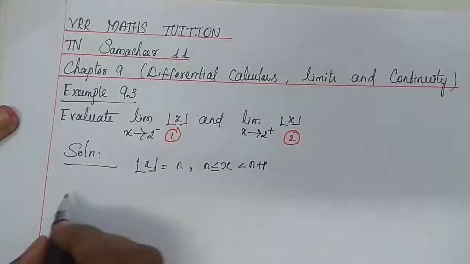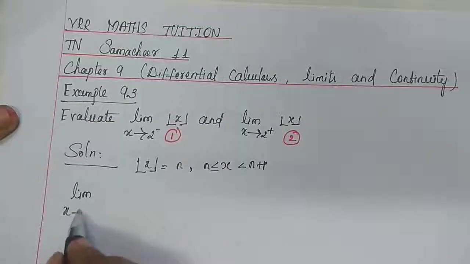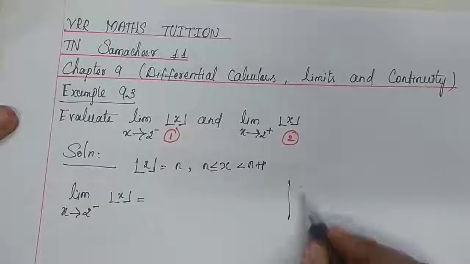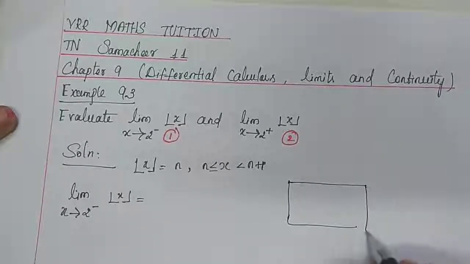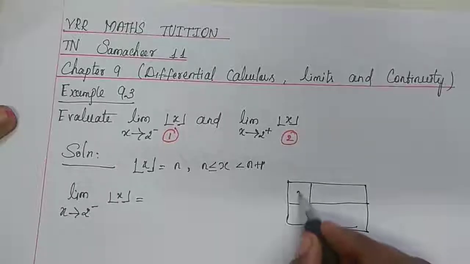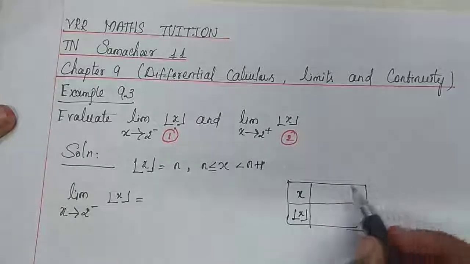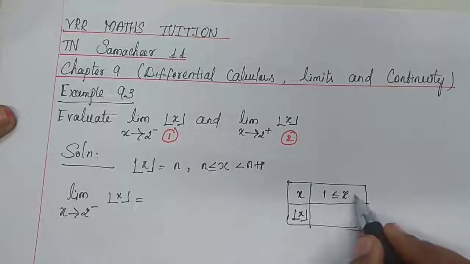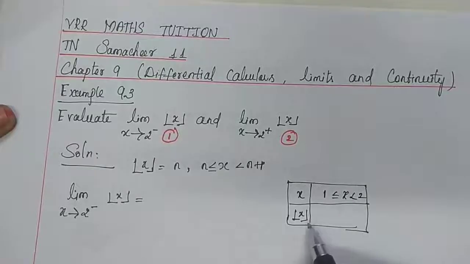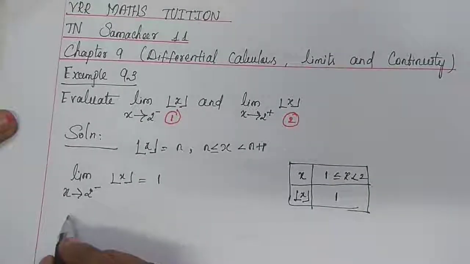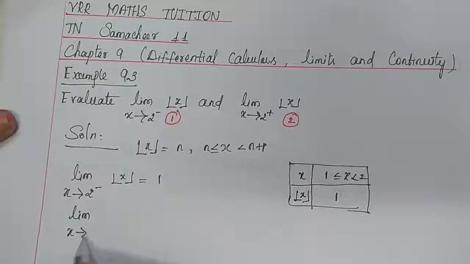So let us do the question in two parts. Part 1: the limit as x tends to 2 minus of the greatest integer function of x. Put one reference table: x, and the greatest integer function of x. 2 minus means left of 2, so 1 is less than or equal to x, less than 2. By the definition, the greatest integer function of x takes 1. Therefore, clearly this value is equal to 1.